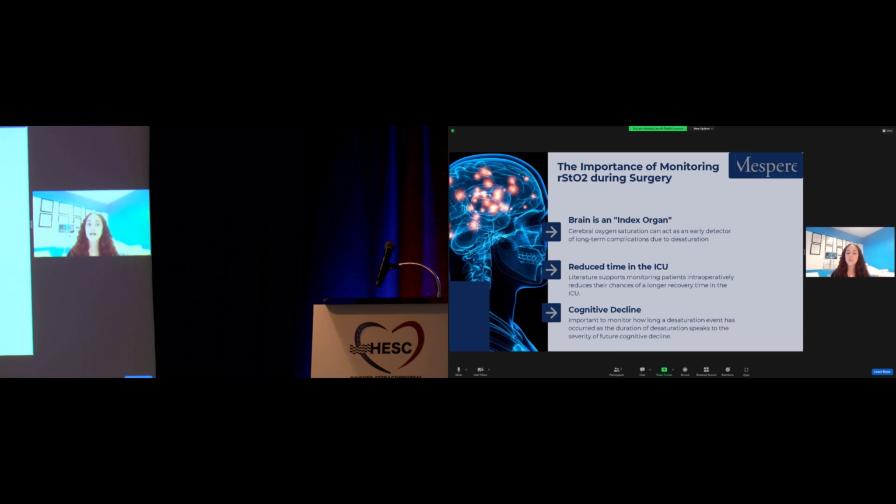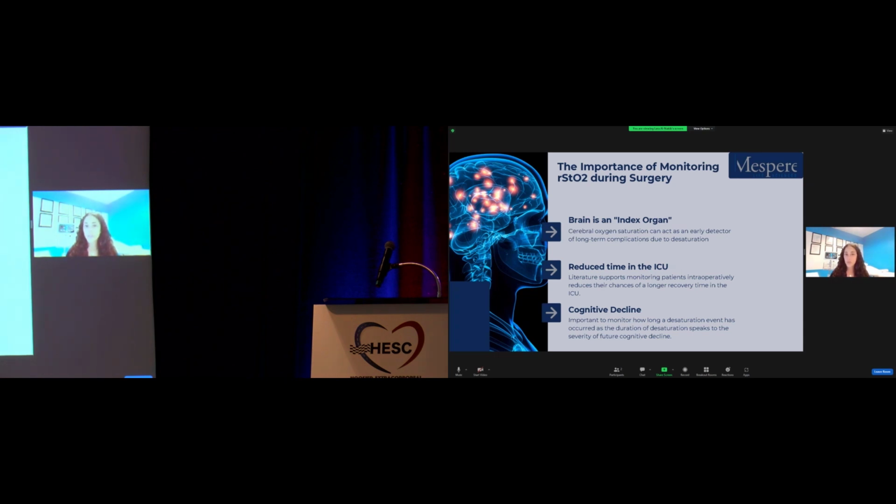So first, we may have heard this before. The brain is an index organ. What that means is that it's going to be giving us an insight into what is going on throughout the entirety of the patient's physiological status when the patient is on the heart-lung machine. So it is really important to monitor the saturation that the brain is getting, since it could be an early detector of any sort of long-term complications that may arise due to any sort of desaturation event.